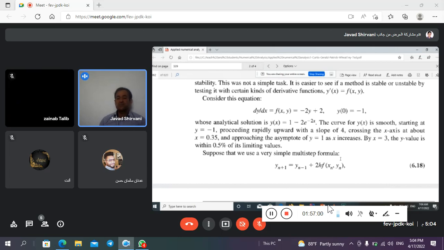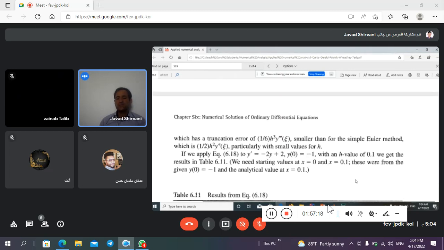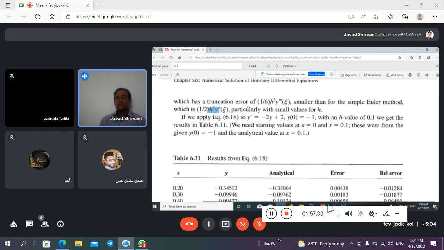We use this formula: y(n+1) equals y(n-1) plus 2h f(x_n, y_n). Our step size is 2h, which has an error of order h cubed, O(h^3), smaller than for the simple Euler method, which is O(h^2). Here it is O(h^3), particularly with small values for h.